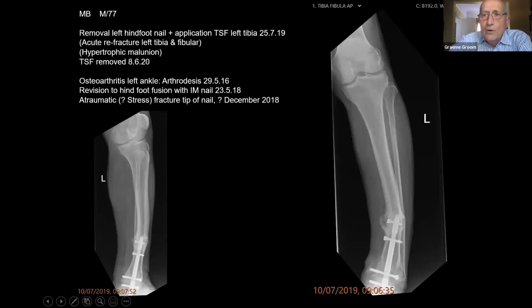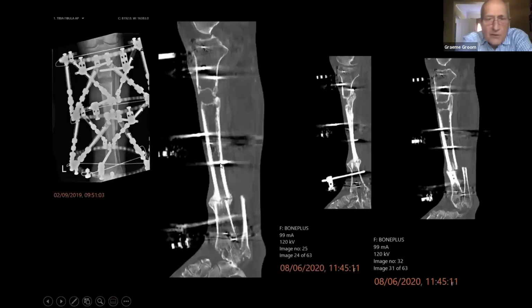Now, what we did for him, and here comes the question. What we did for him was to take the nail out, break it, complete his stress fracture, complete his insufficiency fracture down here, straighten him up, and then lengthen him from a proximal osteotomy. And the reasons for that are perhaps for another time.